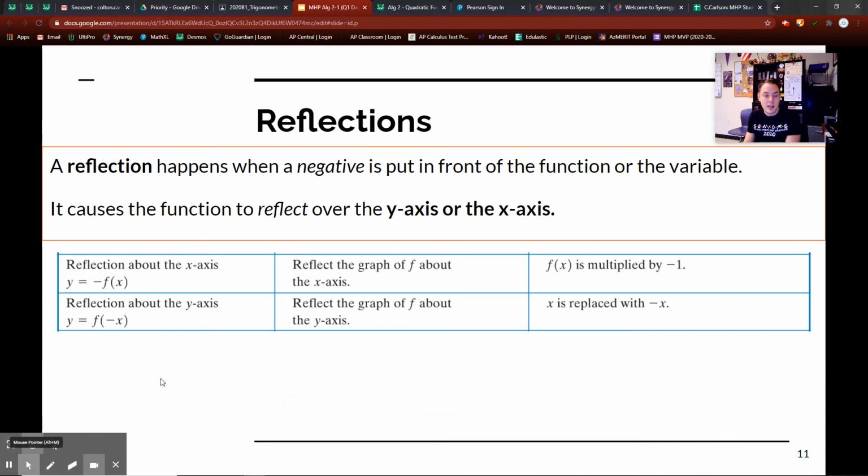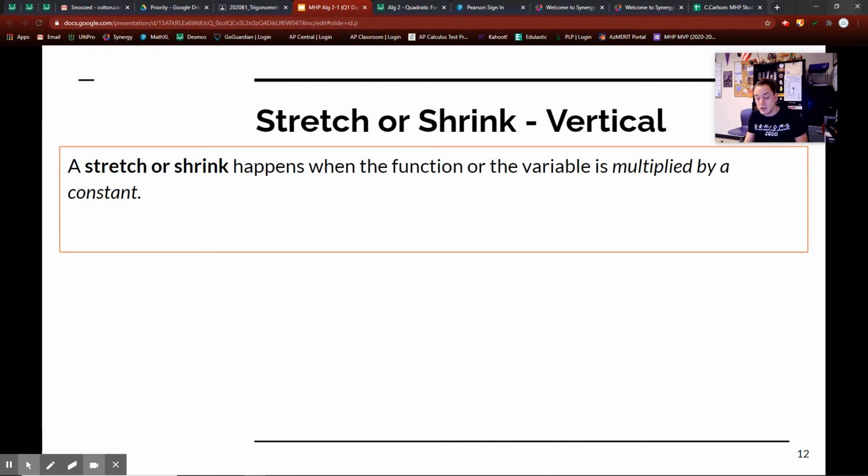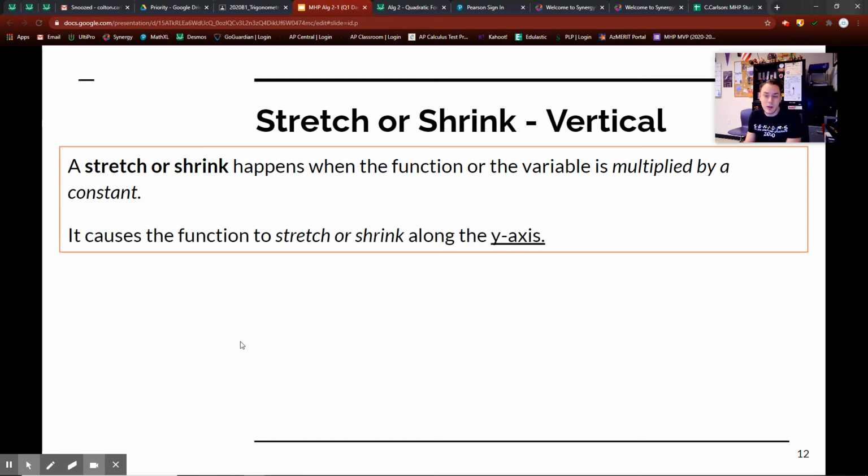So let's erase that and let's move on to stretch or shrink. Another thing that we're really not going to be touching too much is stretching and shrinking, because Desmos is primarily going to be doing the graphing for us. And it's really hard to graph a stretch or shrink. So for the sake of time, I'm just going to explain it, but I'm not going to necessarily graph it too intensely for you, okay? Because we just don't need to.